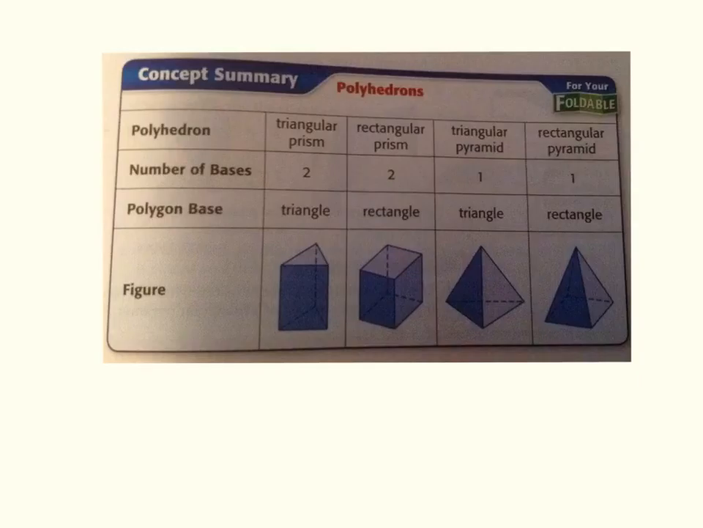So here's just a review. It shows an example of a triangular prism. A triangular prism has two bases. The shape of the base is a triangle, and then it gives you an example of what that would look like. The next one is a rectangular prism. A rectangular prism has two bases, and the shape of the base is a rectangle. We have a triangular pyramid. The shape of the base is a triangle, and it has one of them. And then we have a rectangular pyramid. The shape of the base is a rectangle, and there's only one.